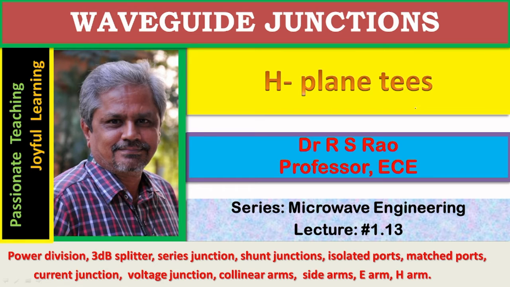H-plane T is a three-port junction. In its typical application as a divider, it takes input at one of its ports and the input is divided into two, and the divided two parts appear at the remaining two ports. In the present session, we concentrate on giving information pertaining to H-plane T's ranging from basics to advanced.